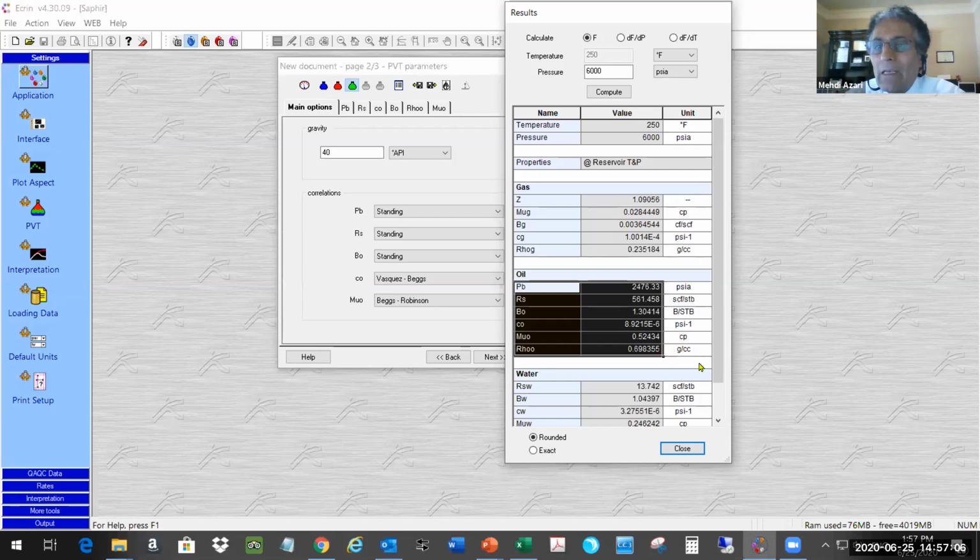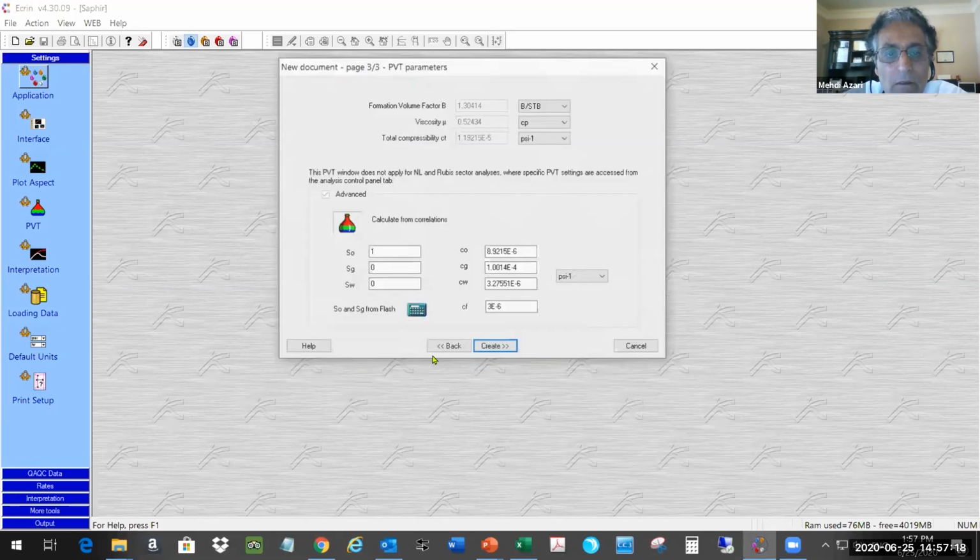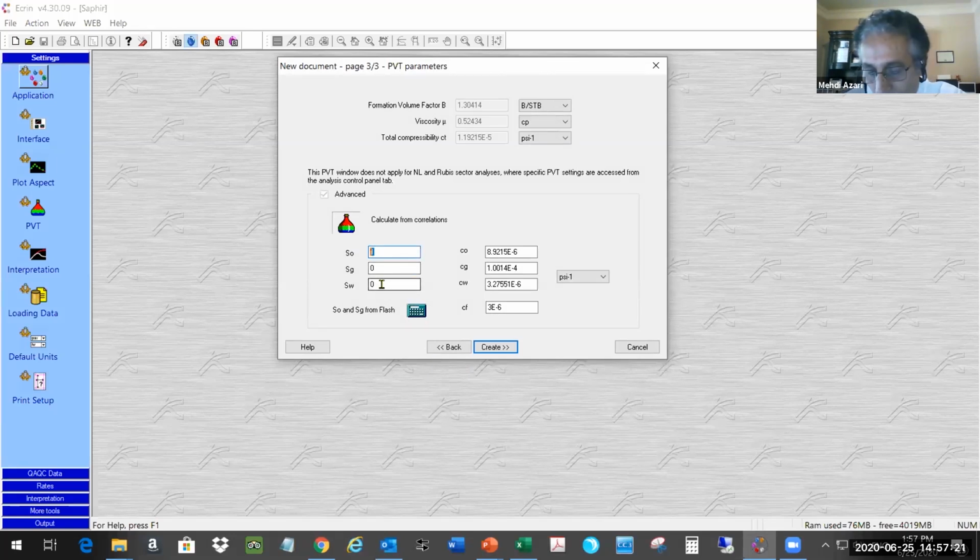So if one of these parameters is a little bit different, then you just go there and change the API. Maybe the API isn't that. So I play with that API until I match. And basically that's how it is. And then you say next. And then you put the saturation. So let's say saturation of the oil is 0.75, and water is 0.25, I'm sorry. And then this is the rock compressibility. The default is 3. If it is more than that, you can just put the number.